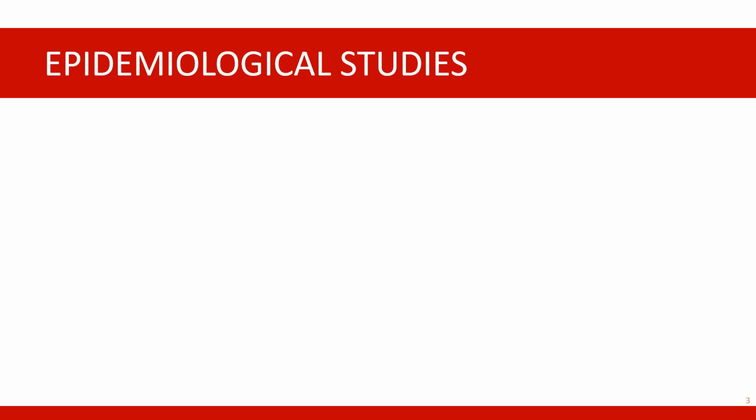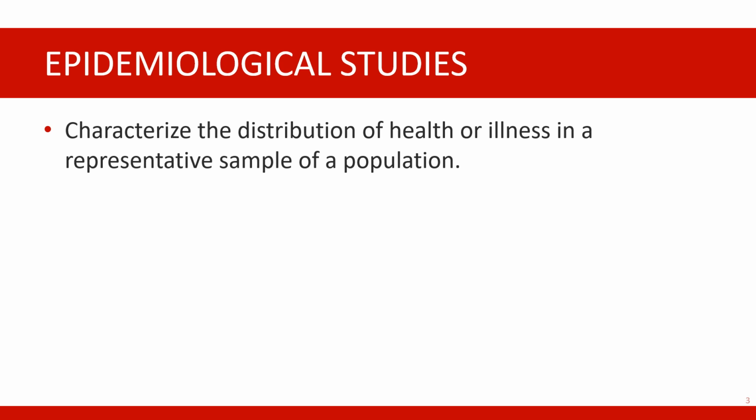Another important research design in clinical psychology is an epidemiological study. Epidemiological studies characterize the distribution of health or illness in a representative sample of a population. They can give us important information about things like the prevalence of disease or illness. Prevalence refers to the proportion of a population who meets criteria for a given disorder during a set period of time.